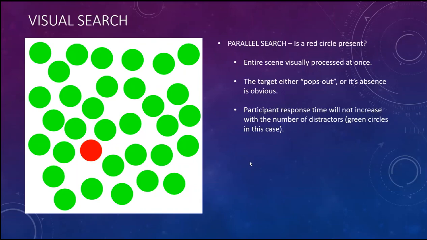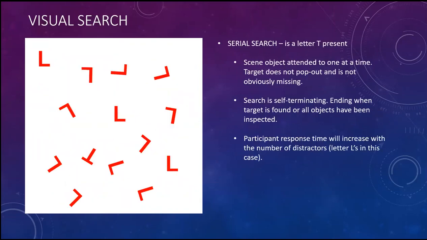Now, there is another type of visual search that we're more interested in, serial search. Now, I've made a simple example for you on the left here, probably not the best one. You're being asked, is there a letter T present amongst the rotated letter Ls? Now, this time, more like how the natural world is, it may not pop out straight at you. You may have to visually attend to different parts of the scene until you find the target, and then you can respond. This is what's called a self-terminating search because you keep looking until you either find the target or have exhausted all of the objects, and then you stop.